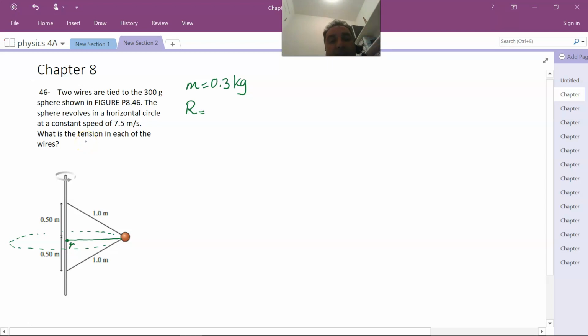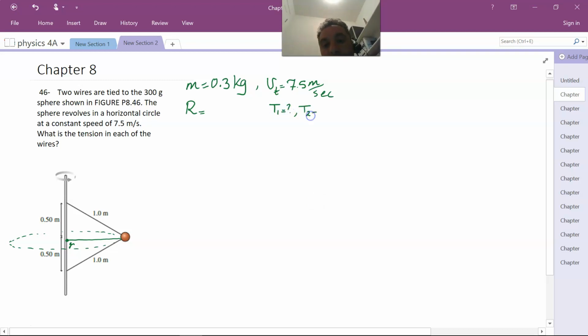With a constant speed of 7.5 meters per second, so the rotation speed, which in reality is the tangent velocity, correct? Because the object rotates on the circle, the tangent velocity is 7.5 meters per second. What is the tension in each of the wires?